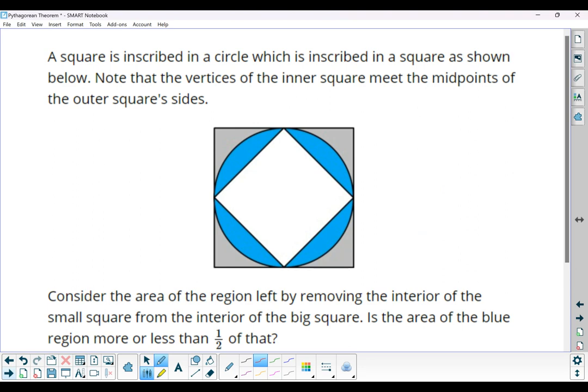Okay, this problem says we have a square that is inscribed in a circle, and that circle is inscribed in a square, and we have this little diagram. The vertices of the square hit the midpoints of each of those sides. So each of this larger square's sides are being cut right in half. Consider the area of the region left by removing the interior small square from the interior of the big square.